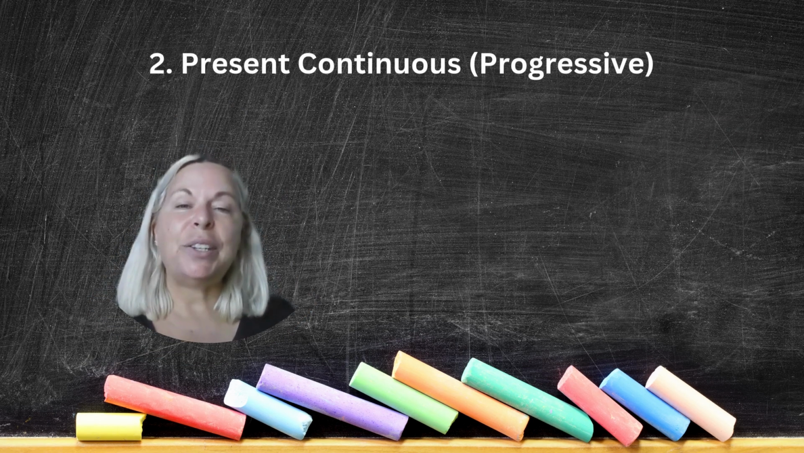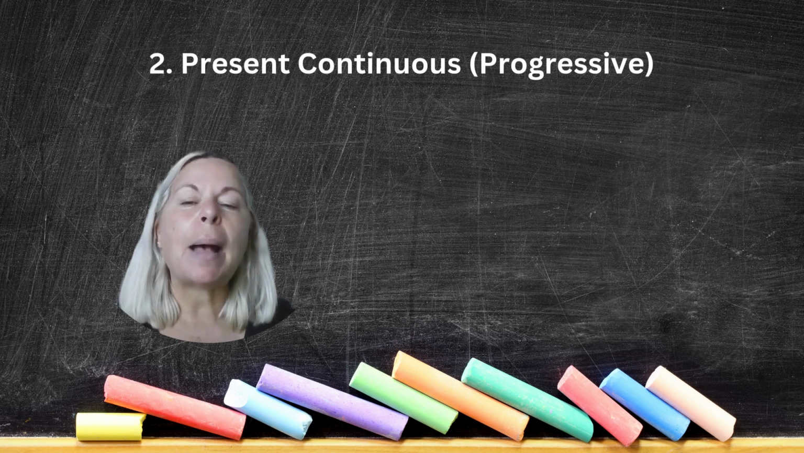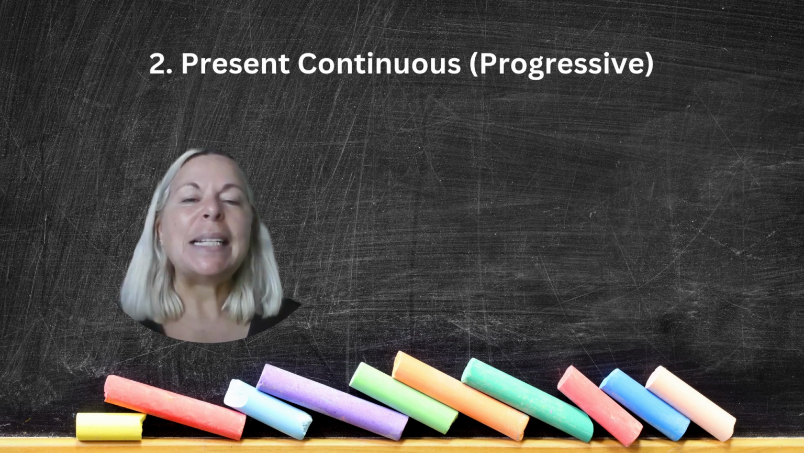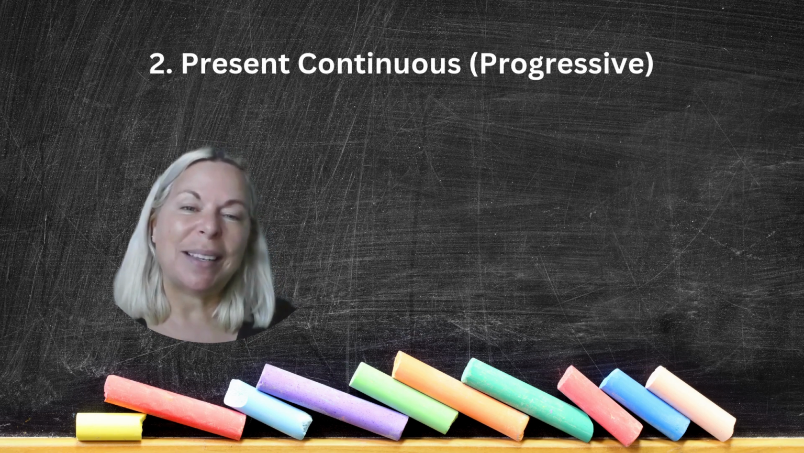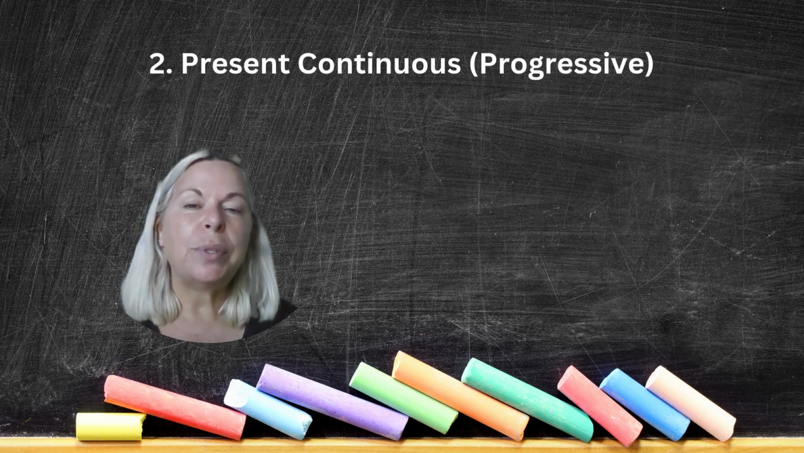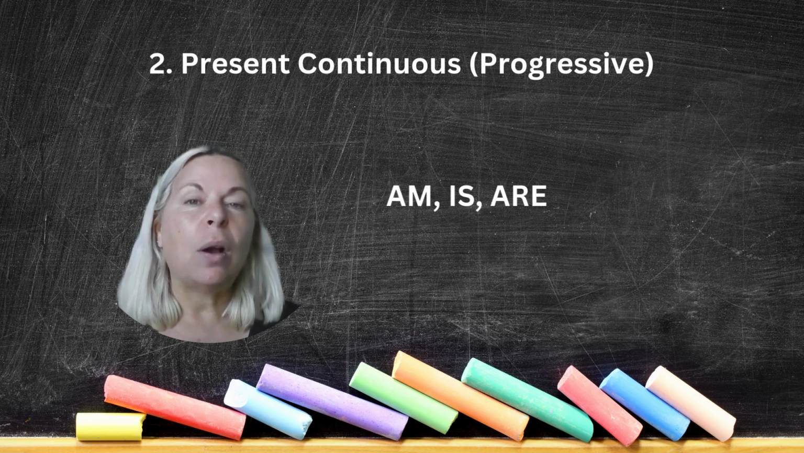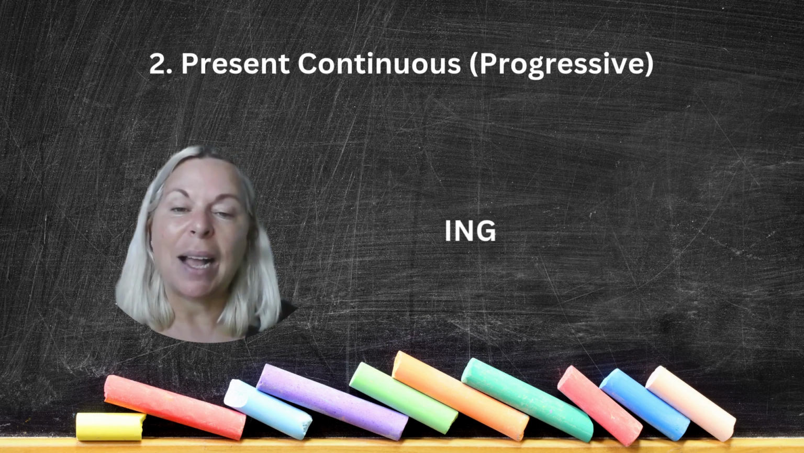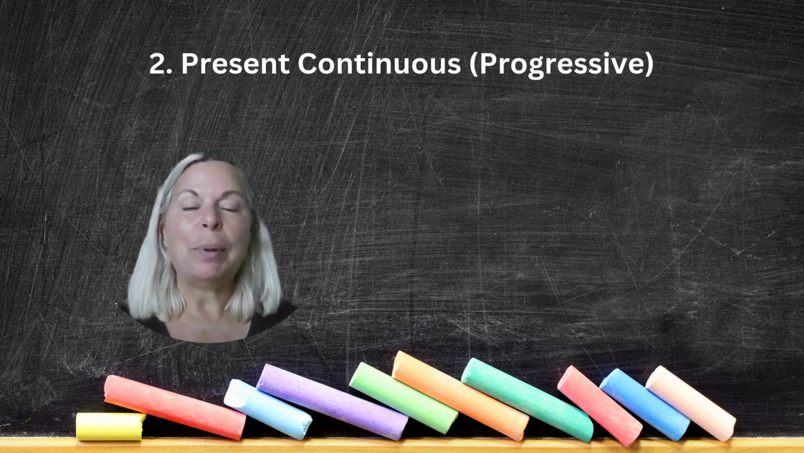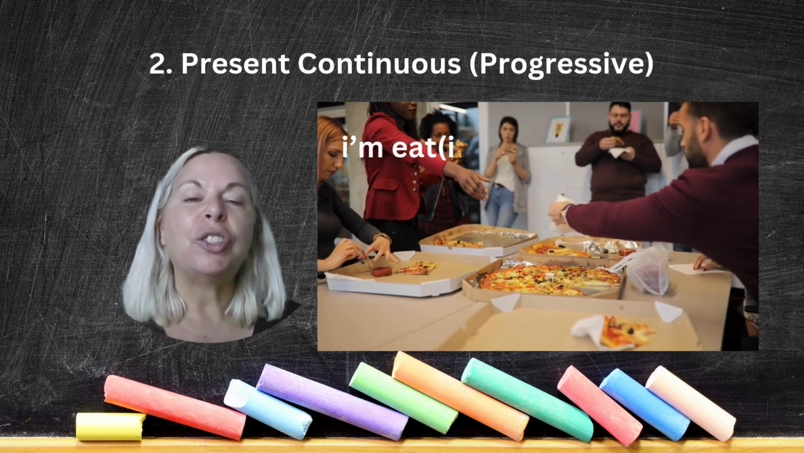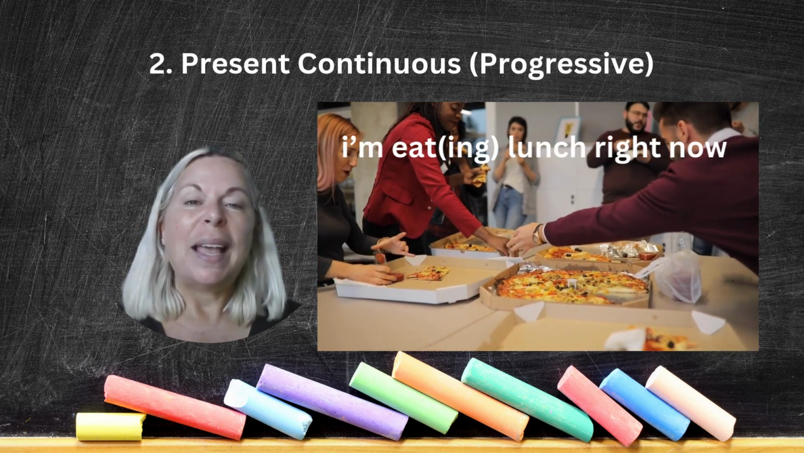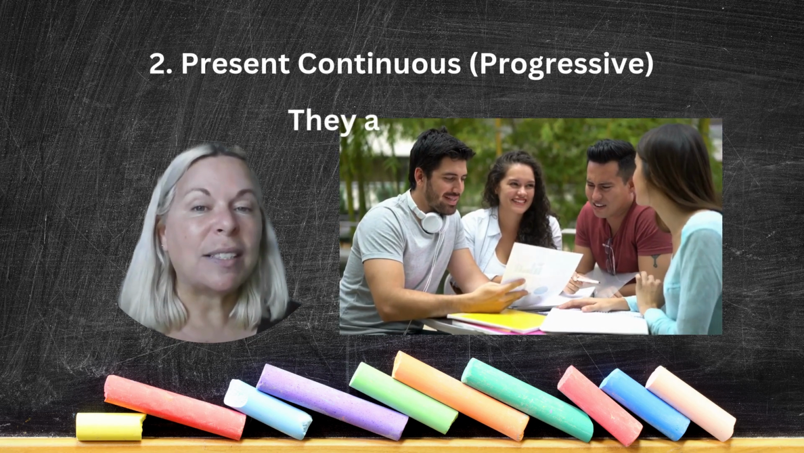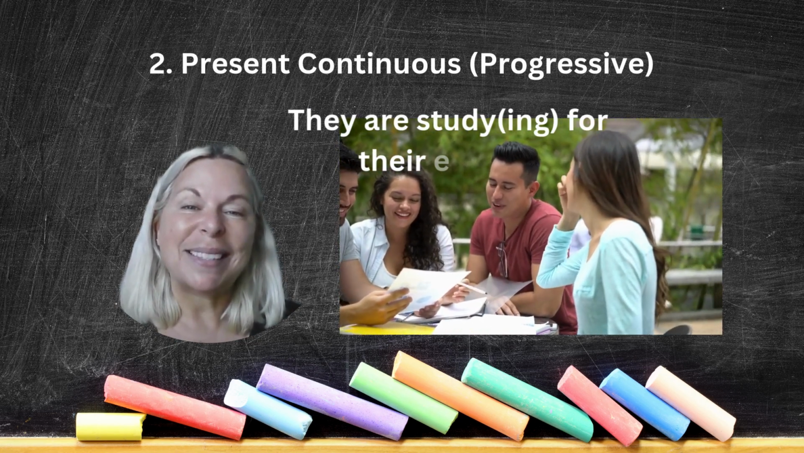The present continuous is for when something is happening right now, in the moment you're speaking. It's like saying it's happening as we speak. For this one, we use am, is, or are, depending on the subject, with the verb ending in ing. For example, I'm eating lunch right now and they are studying for their exams.